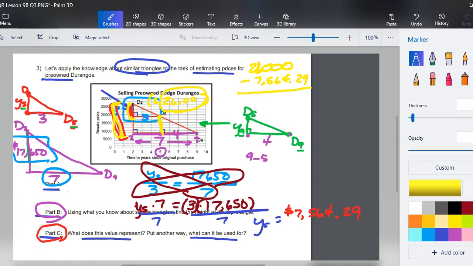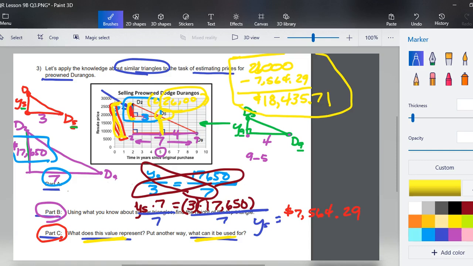So I'm grabbing a calculator again. I'm starting with my clear, 26,000 minus $7,564.29. And the answer I get, and I'm putting these dollar signs on there, is $18,435.71. Part C does not ask us to do what I just did. It just asks, what does this value represent? And put another way is, what in the world could it be used for? And what it can be used for is to help us define the price at year 5. And this is how, and this is what it would be.